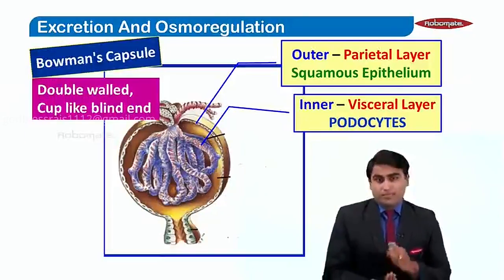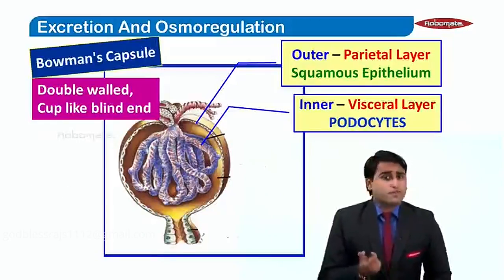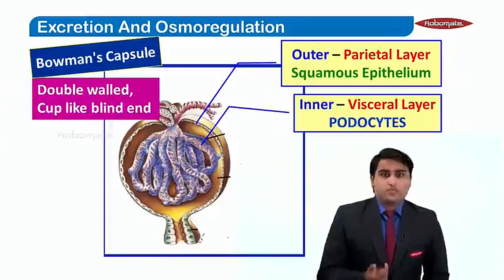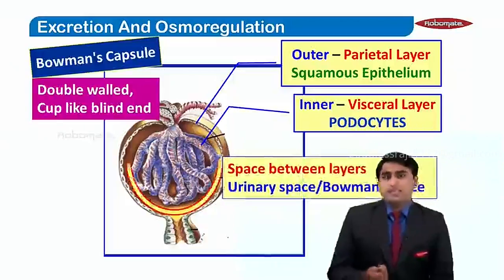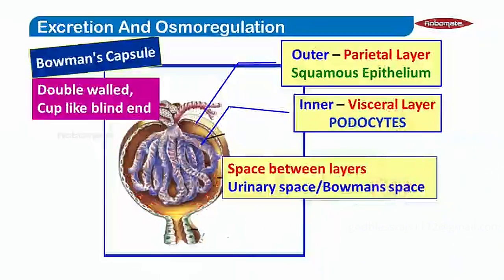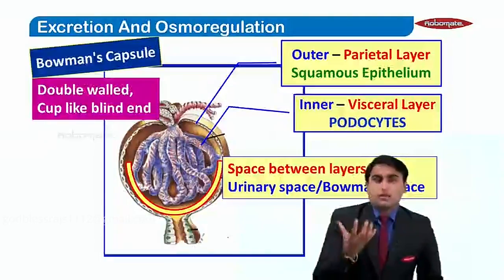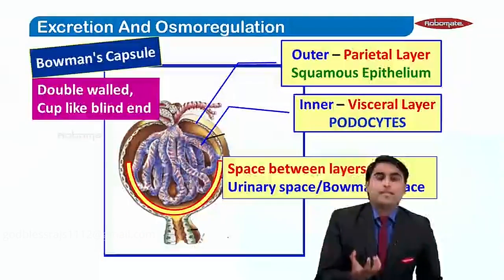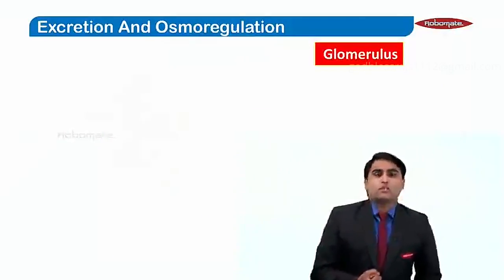But along with the simple squamous epithelium of the inner visceral layer, there are also specialized cells called podocytes. The function of the podocytes we will discuss in later modules. The space present between the outer parietal layer and the inner visceral layer is called the urinary space or the Bowman's space. So as the blood gets filtered from the glomerulus, the urine would be collected inside the urinary space or the Bowman's space.